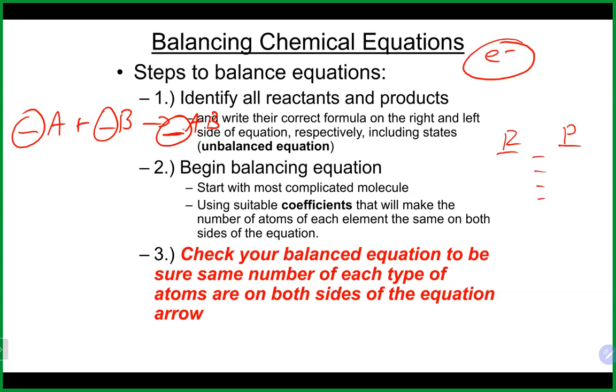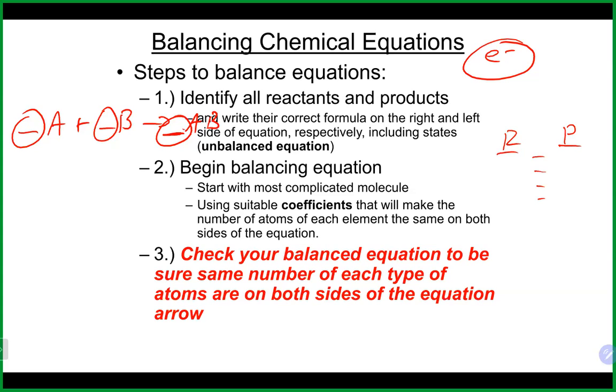Once you fix something, it's very common in balancing that you mess up something else. You fix one thing and mess up another, and that's a very common thing that will occur. But you just keep going back and forth, and eventually everything should fall into place with the coefficients.